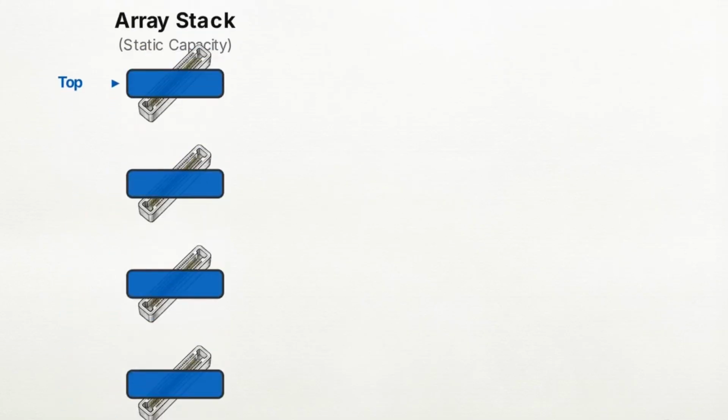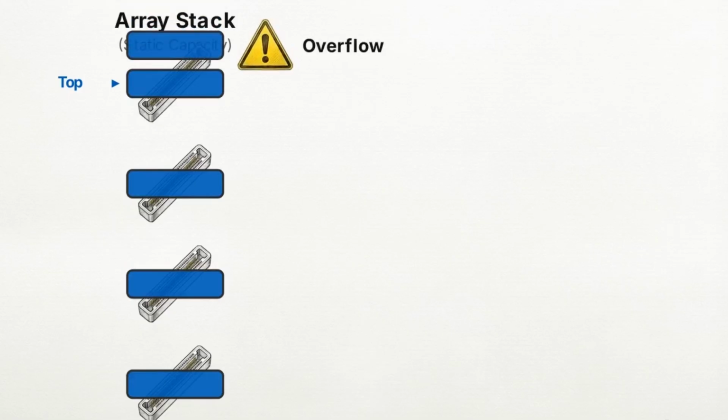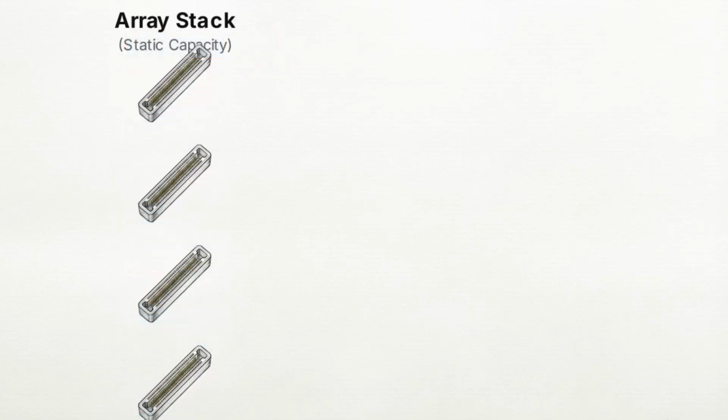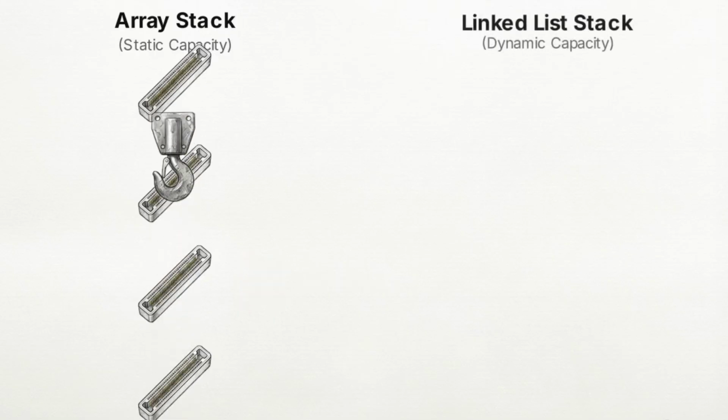This predefined limit creates a vulnerability. If you exceed the capacity, the system fails. This failure mode is known as an overflow. Attempting to push a 6th block into this 5-slot grid triggers an overflow error, halting the operation. The opposite failure is the underflow. If the stack is empty and the system attempts to pop an element, it tries to pull data from a void, triggering an underflow error.